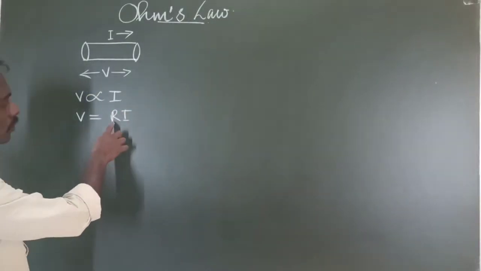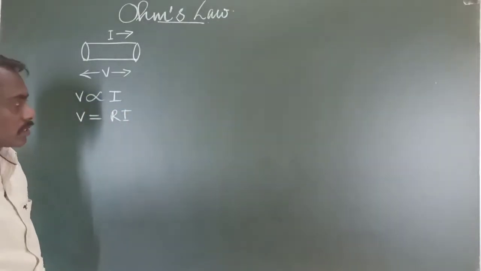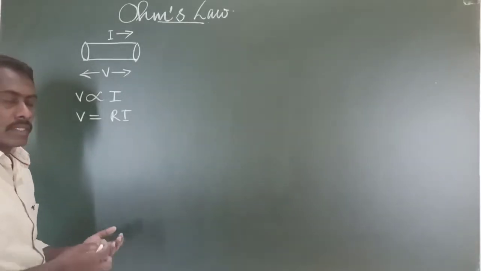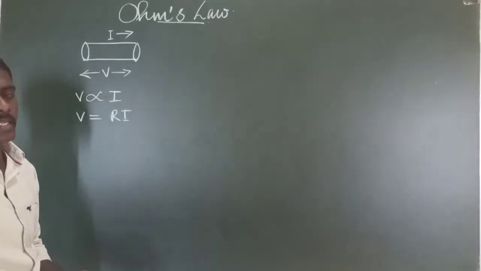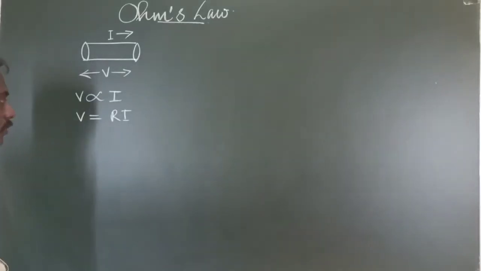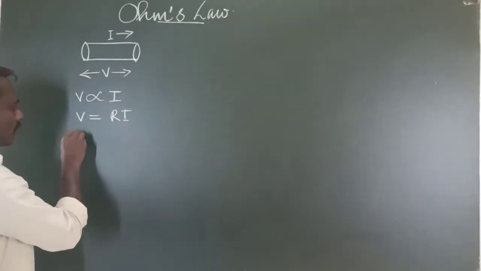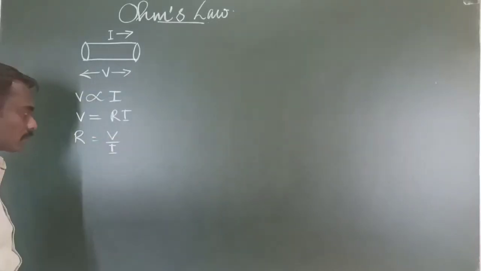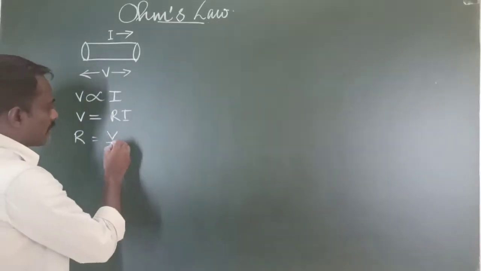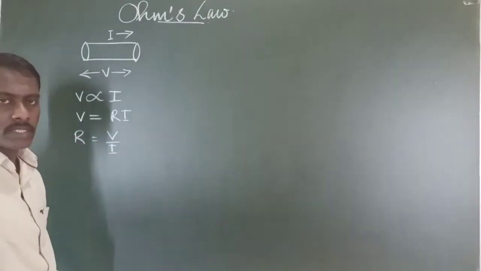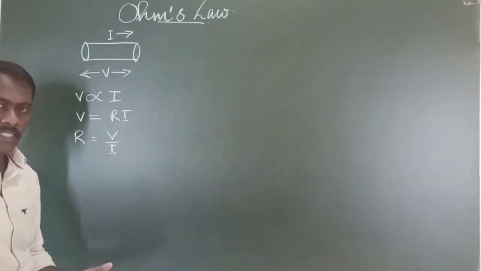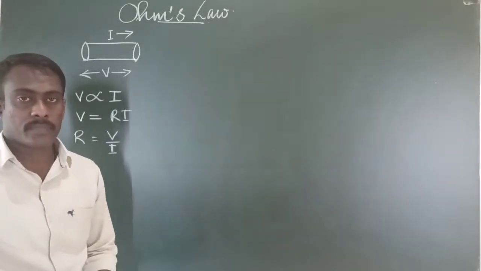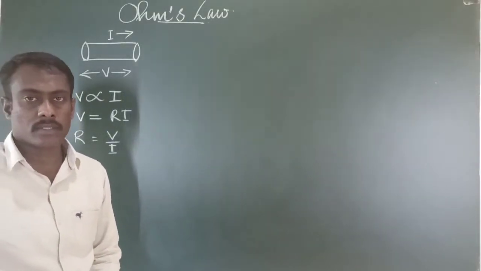And here R is known as the proportionality constant, and we call it the resistance of the conductor. So from this equation, we can get R is equal to V divided by I. So what is this term called? The term R is called resistance. What does resistance mean? The resistance of a conductor is a characteristic of the conductor.